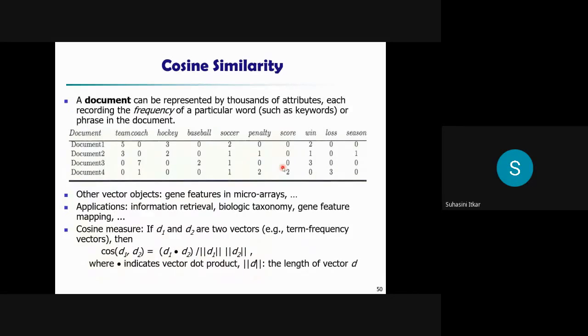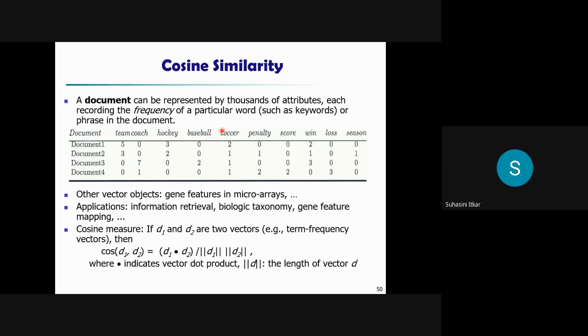And then the next point is calculating the cosine similarity. Majorly the cosine similarity measure is used and is very popular in the text mining field. The specialized area of data mining is text mining.